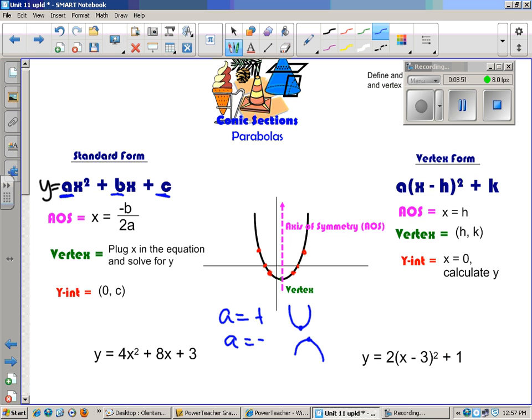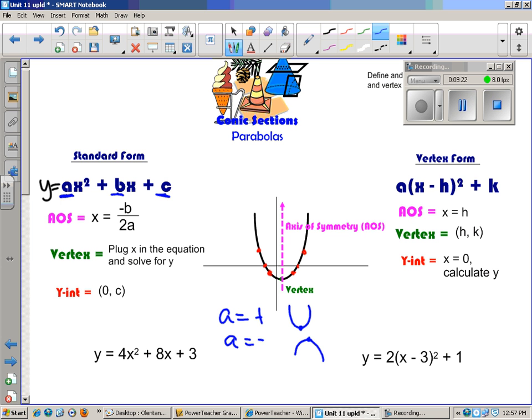Okay? So pretty soon we're going to be doing real-life applications. If I throw a ball in the air and I want to know the highest point in the air, I'm looking for the vertex. Because the vertex is going to be the highest point the ball reaches before it starts going back down. Or a diver dives off the board. I want to know the highest point. Well, it's going to be the vertex. Okay? All right.